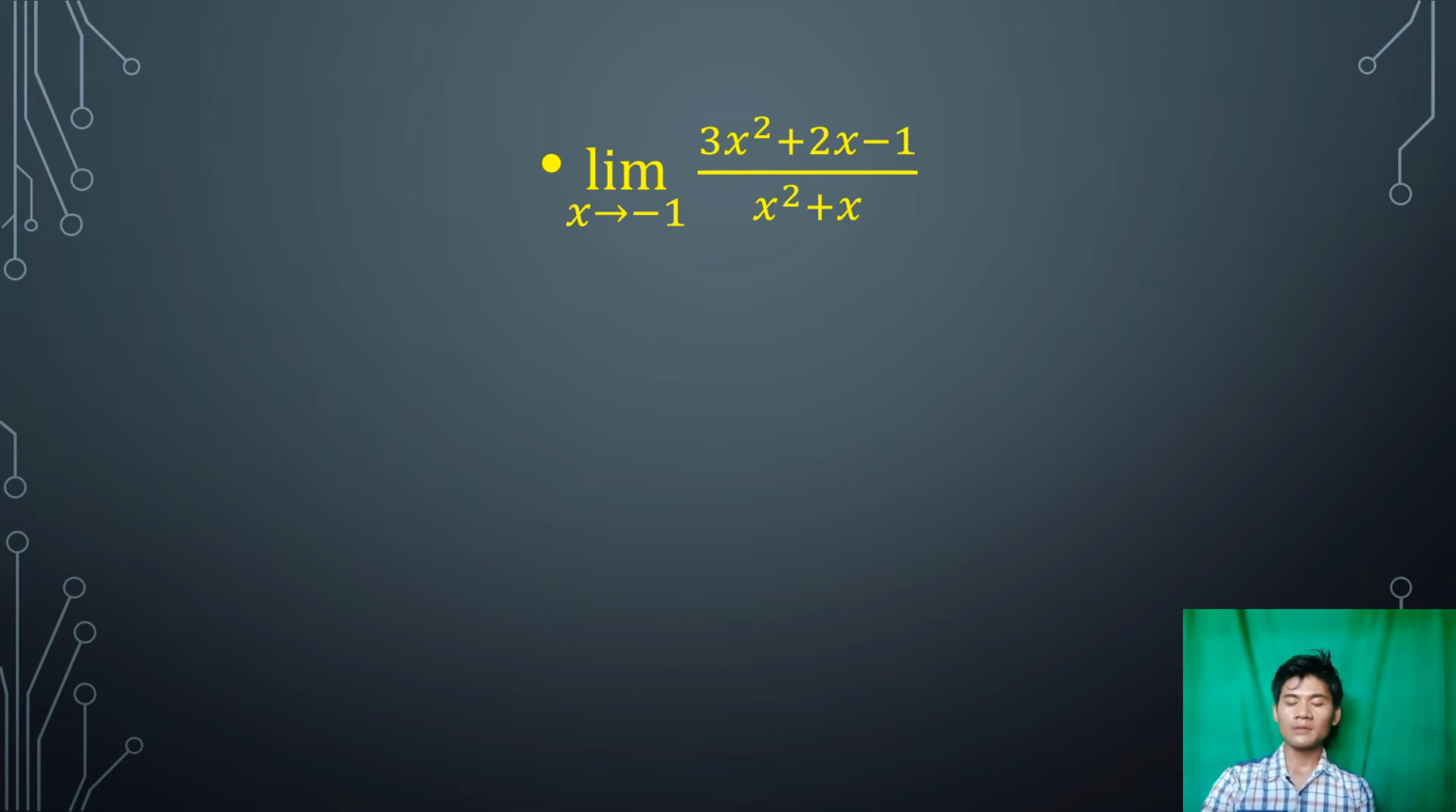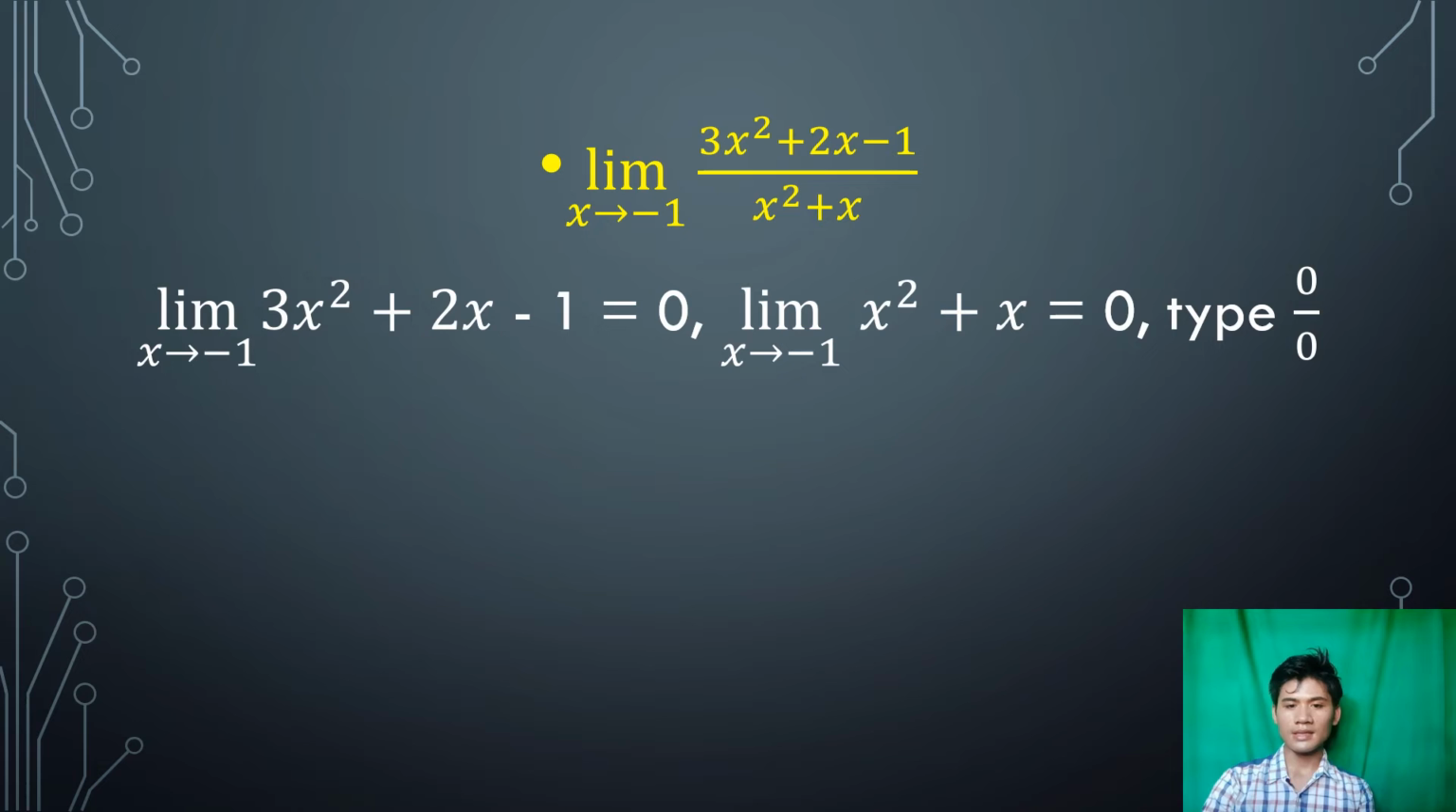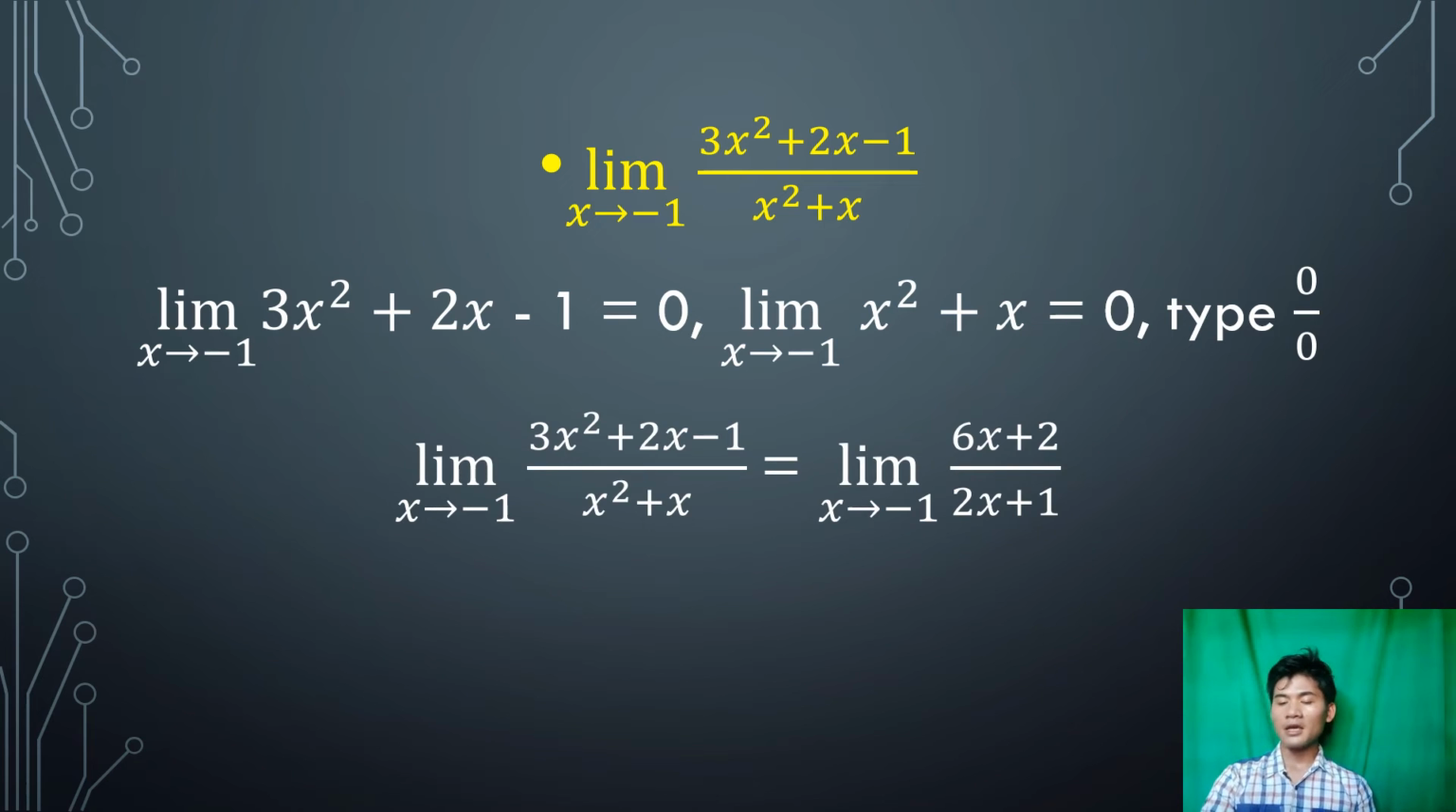we have the limit of 3x squared plus 2x minus 1 all over x squared plus x as x approaches negative 1. The same process: for the numerator, just plug the value of negative 1 into the variable x, and we come up with 0. On the other hand, for the denominator, x squared plus x as x approaches negative 1, plug in negative 1 to x, and we come up with 0. So the given is in indeterminate form type 0 over 0. Therefore, we must apply L'Hopital's rule and derive the numerator and denominator separately.